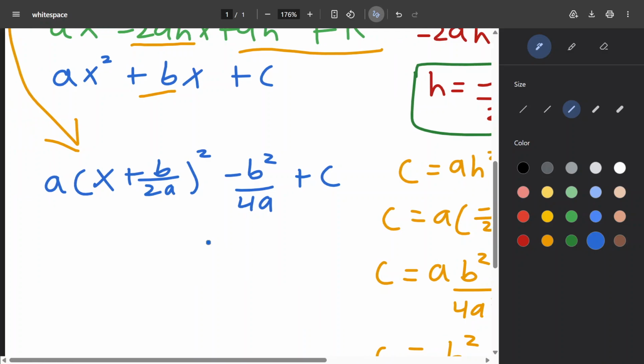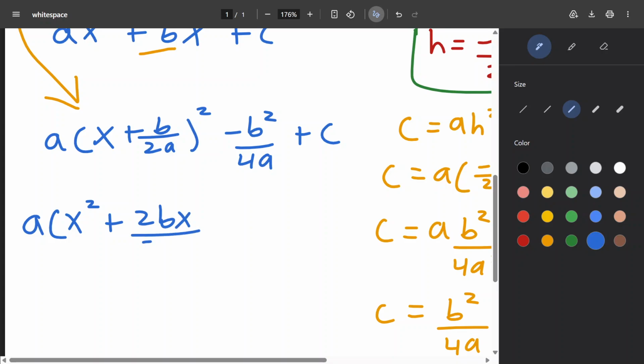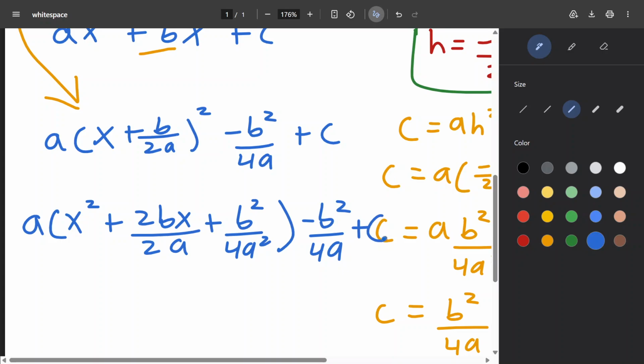Why don't we check to make sure that this truly is correct? Let's distribute and see if we end up with ax squared plus bx plus c. Let's simplify this. Here we go. Let's start by distributing this binomial: x squared plus 2bx over 2a plus b squared over 4a squared, minus b squared over 4a plus c.